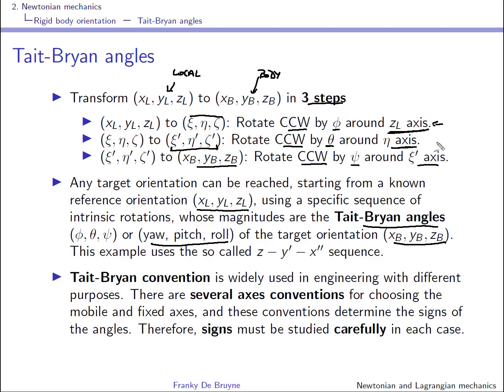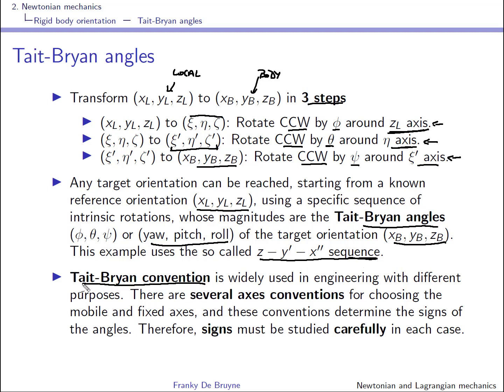then we rotated around the new y-axis in the new reference frame, and then we've rotated around the new x-axis, right? So we have a kind of convention here that we have used z, y prime, x prime. Okay, the order is z, y, x, right? This is this order of sequence, right? So this is a convention.